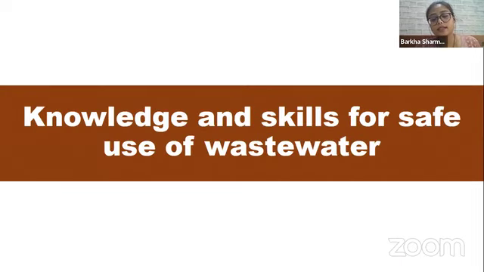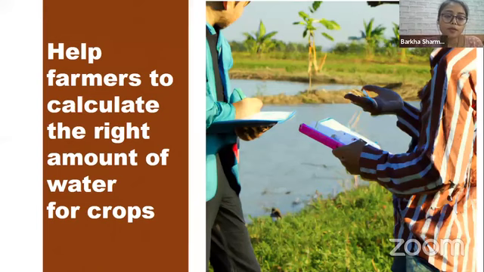Knowledge and skill to adapt for safe use of wastewater. Most of the time, due to lack of knowledge, farmers use excessive amounts of water to irrigate their crops. In this way, we should help the farmer to calculate the right amount of water to irrigate their crops, which can save lots of water.